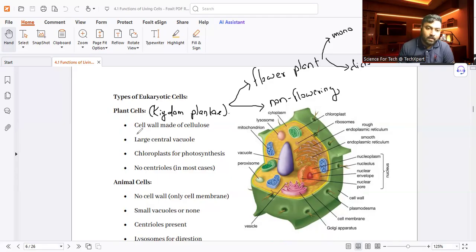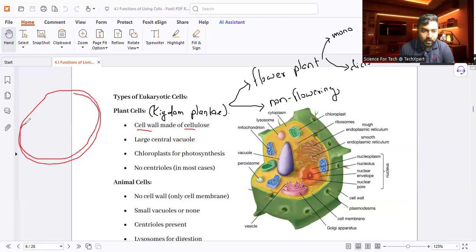Then the plant cell. The plant cell is made up mainly of cellulose. That means the cell wall is made up of cellulose. The cell wall is the outermost layer.